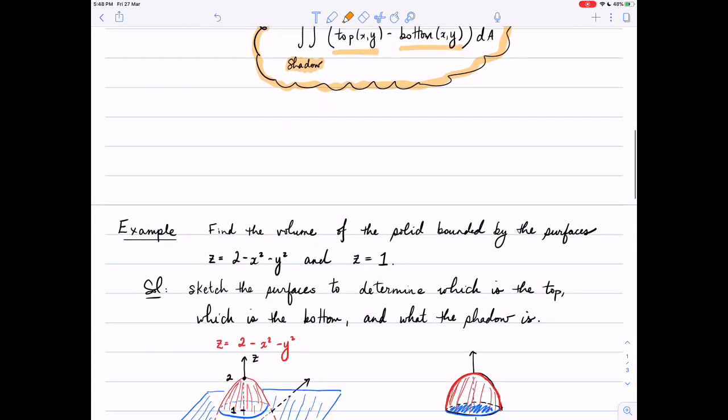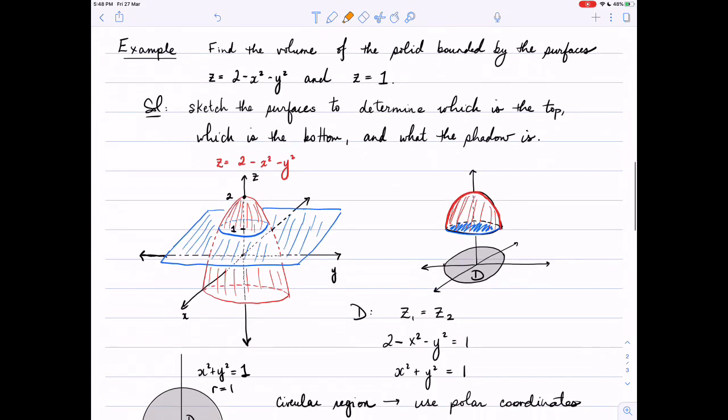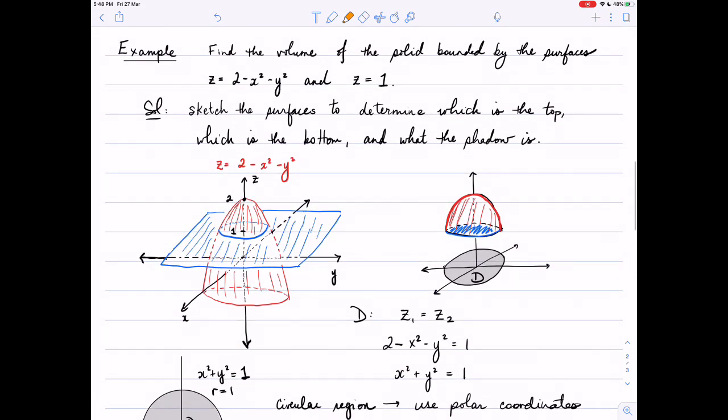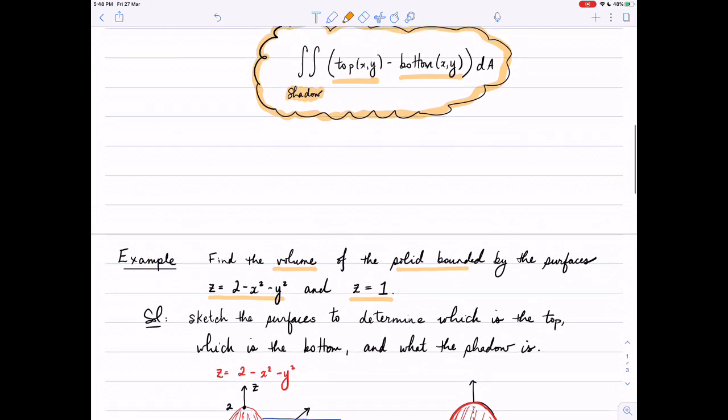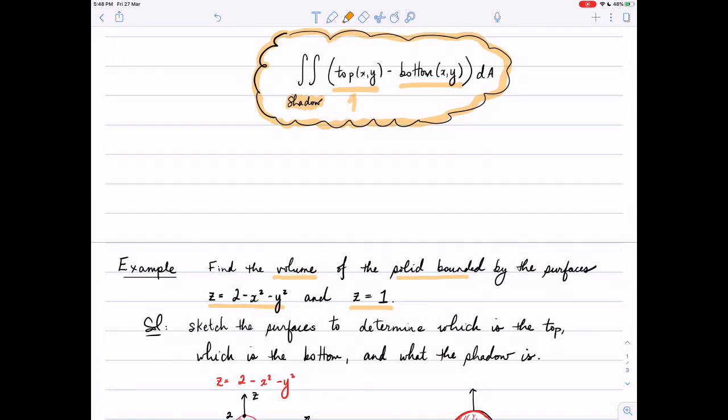So let's go ahead and look at an example where we put this to work. In this example, we're asked to find the volume of the solid that is bounded by the surfaces z is equal to 2 minus x squared minus y squared, and z is equal to 1. So how are we going to do this? How are we going to start? Well, the first thing to do is to use this formula up here, this memory aid. We need to know what the top function is. We need to know what the bottom function is, and then we have to deal with this shadow region.